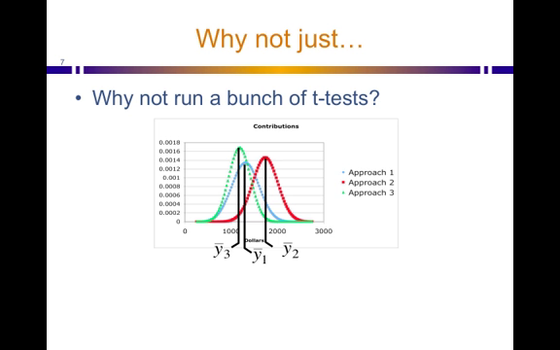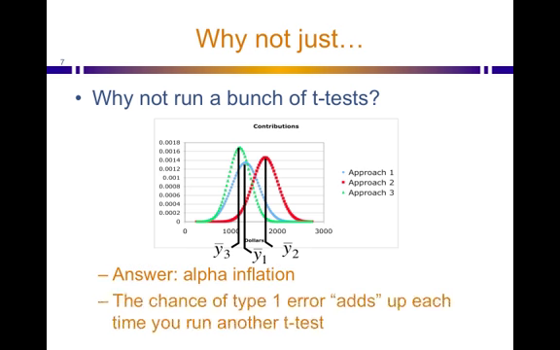And the problem with this approach, and why you don't want to do it, is something called alpha inflation. And remember, alpha is the term we use for type 1 error, and essentially it adds up each time you run another t-test. Now, I want to get into why that happens just so you have a little better feel and you don't have to just trust me that alpha inflation is a problem when you run multiple t-tests.